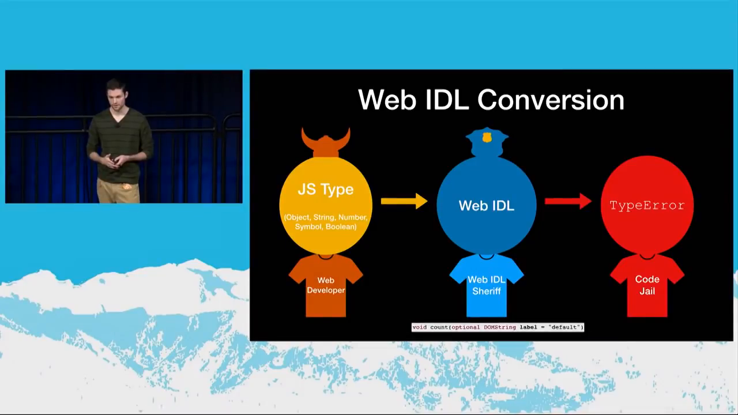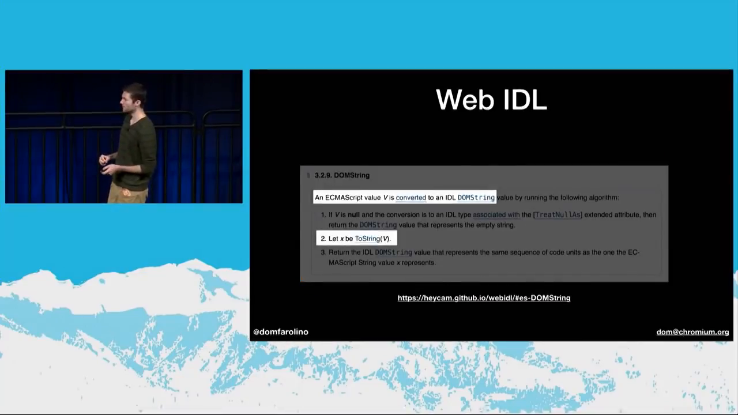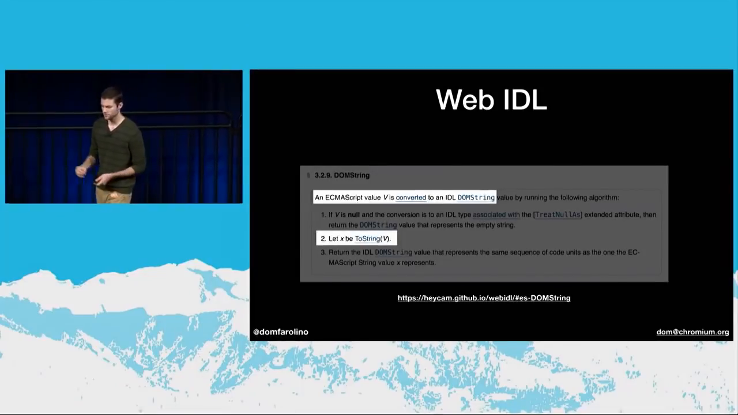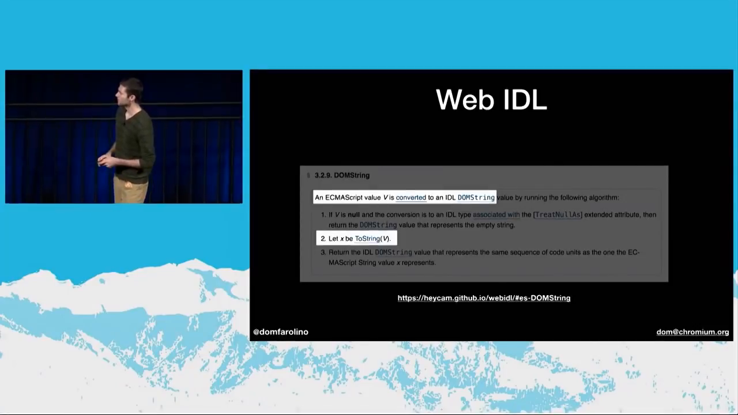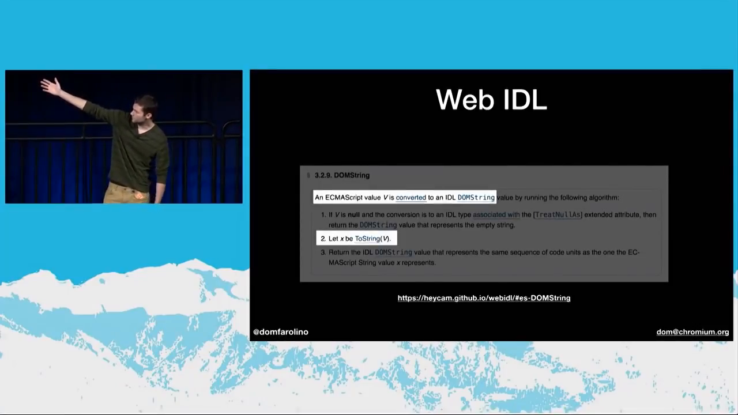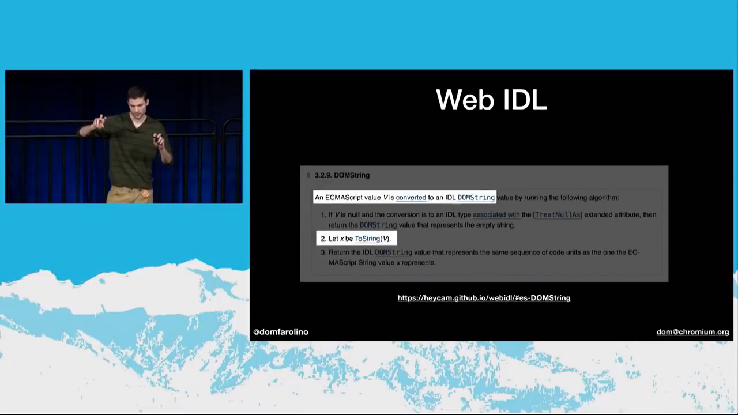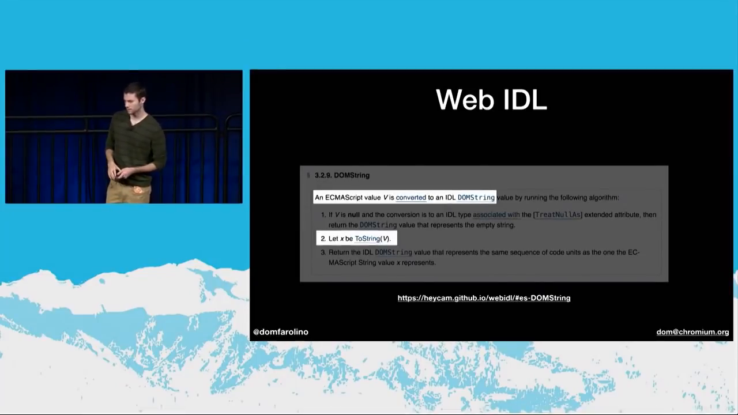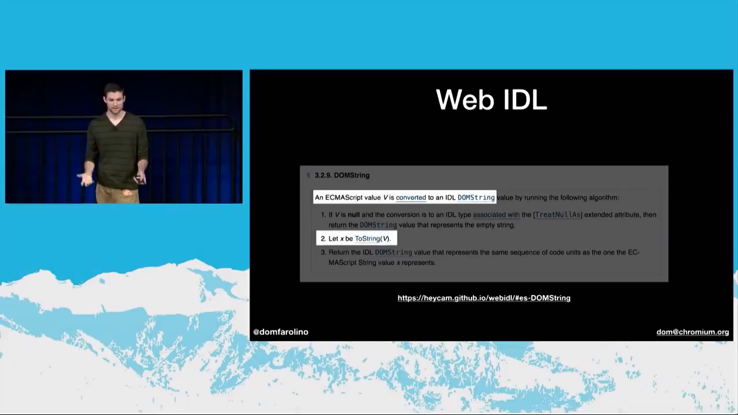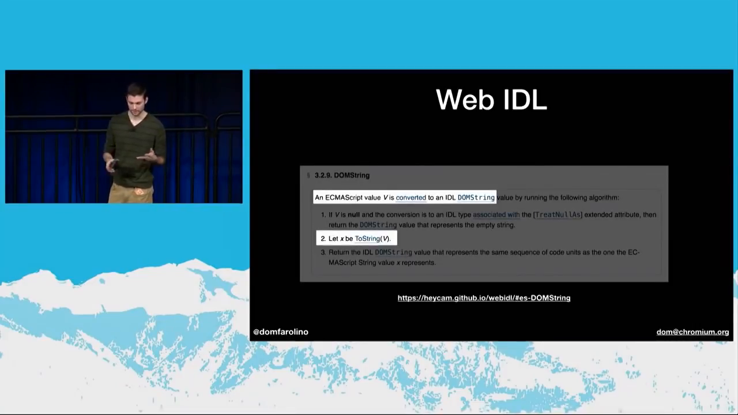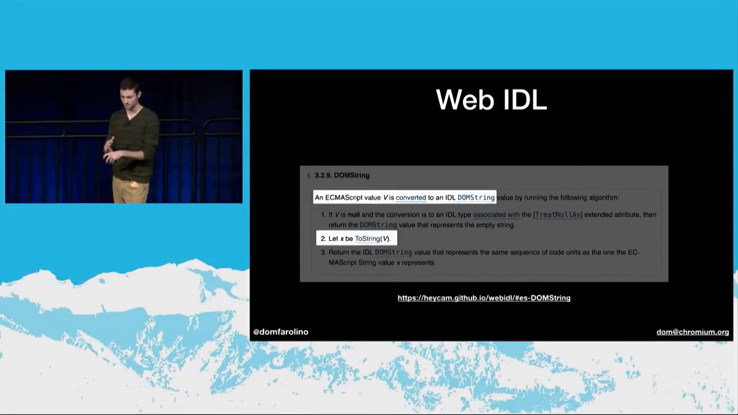And just like the real sheriffs have a rule book, the WebIDL sheriff has a rule book in the form of the WebIDL standard. And it basically defines a lot of the stuff that it's supposed to be enforcing. So we saw an example of conversion. Here's a snippet from the WebIDL standard that is responsible for converting an ECMAScript value to what is called a DOM string, something that WebIDL has defined. Basically, the meat of this algorithm is to delegate to step 2 and call this toString thing. This is an abstract operation defined in the ECMAScript standard. So we're just passing through right to the ECMAScript spec.